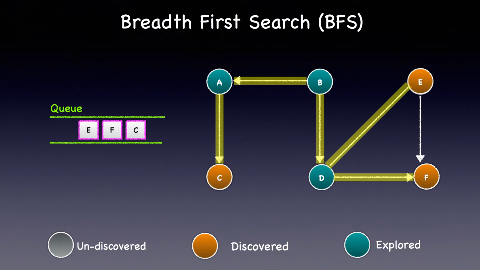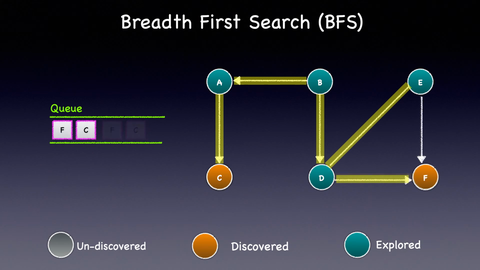The next node in the queue is node E. It has one neighbor, node F, but node F is already discovered as it exists in the queue. So we will skip navigating to it. We'll pop node E from the queue and mark it as explored. The next node in the queue is node F. F has no undiscovered neighbors, so we'll pop that off the queue and mark it as explored.